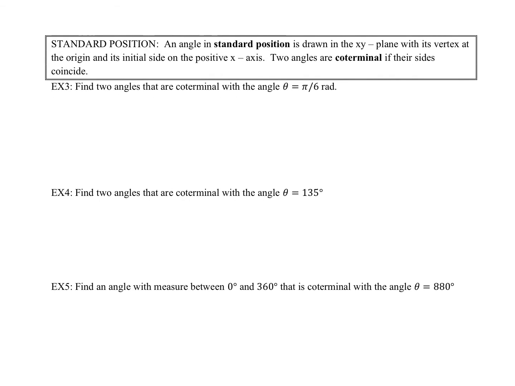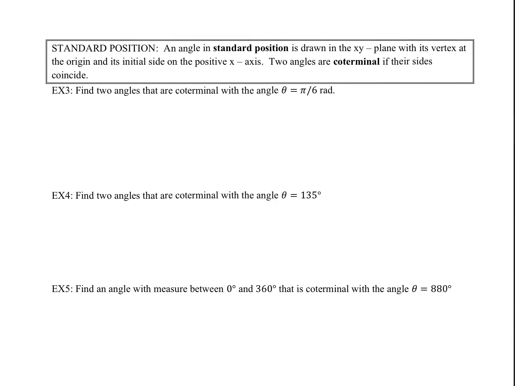Now let's take a look at standard position. Alright, so an angle in standard position is drawn in the xy plane with its vertex at the origin and its initial side on the positive x-axis. Two angles are coterminal if their sides coincide. So what does that look like?